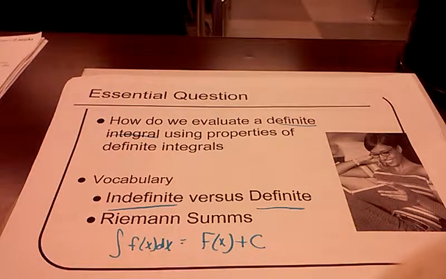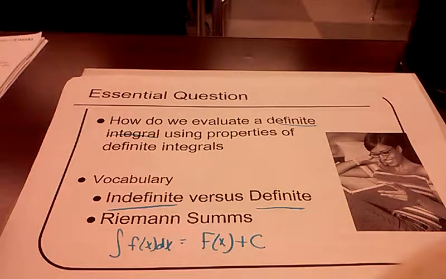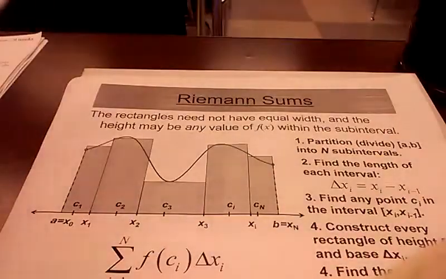So now we're going to be focusing on something called a definite integral and Riemann sums. Now, if you remember from yesterday, what we did was we said that we could approximate the area under a curve by drawing rectangles. And all of those rectangles that we did yesterday had equal width. However, it doesn't always have to be that way.